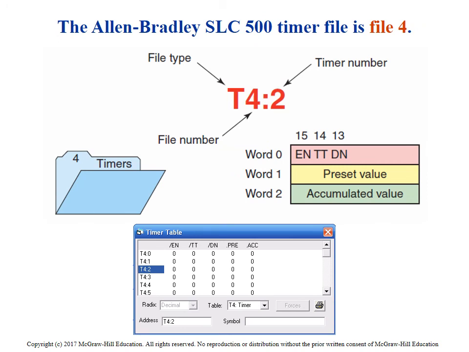Again, as I mentioned before, this is the addressing for the 500. We will be seeing something very similar to this, but instead of T4, we'll just call it timer. There are some very similar things. It does require 3 words: word 0, word 1, and word 2. Word 0 is called the control word, word 1 is the preset word, and word 2 is the accumulated value.